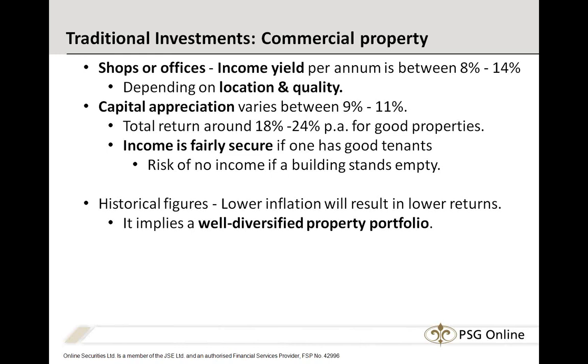The income yield from that, on average historically, has been between 8 and 14%, but it always depends on location and quality. The capital appreciation varies from place to place, but has been between 9 and 11%. So your total return is around 18 to 24%. That's for good properties, and that is historical figures. Lower inflation will result in lower returns. It all implies a well-diversified property portfolio. What's nice about it is that your income is fairly secure, provided you've got some good tenants. On the other side of the scale, you get high risk if you don't, if you have no income coming in because the building is staying empty.